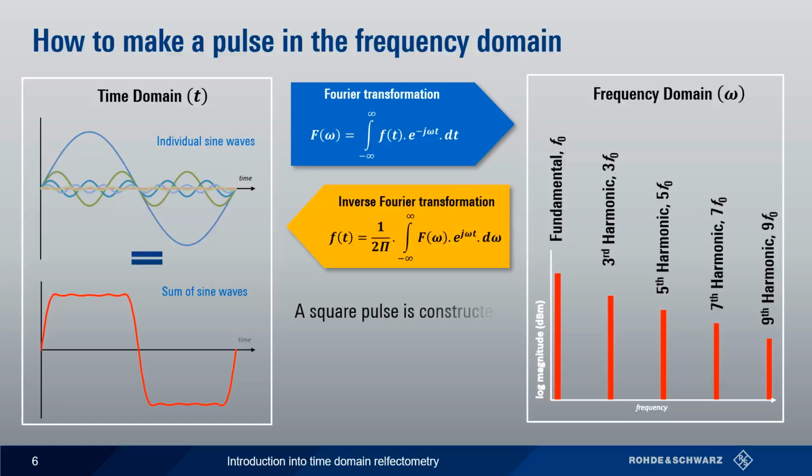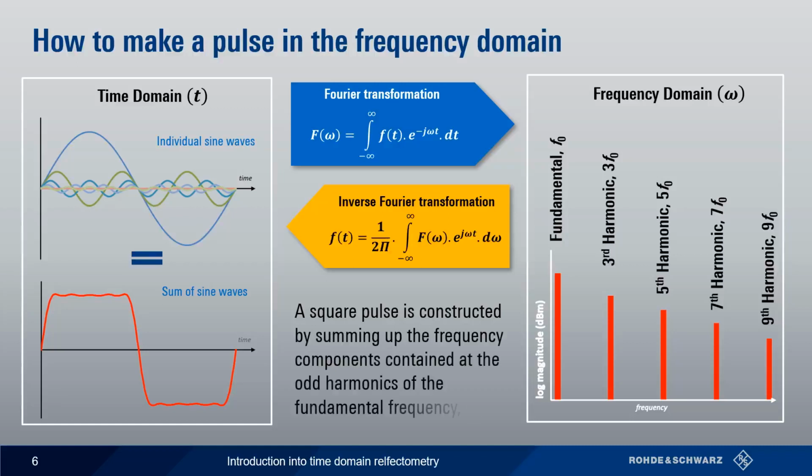And so we can create a square pulse in the time domain simply by summing up all of the odd harmonic frequency components within the frequency domain.